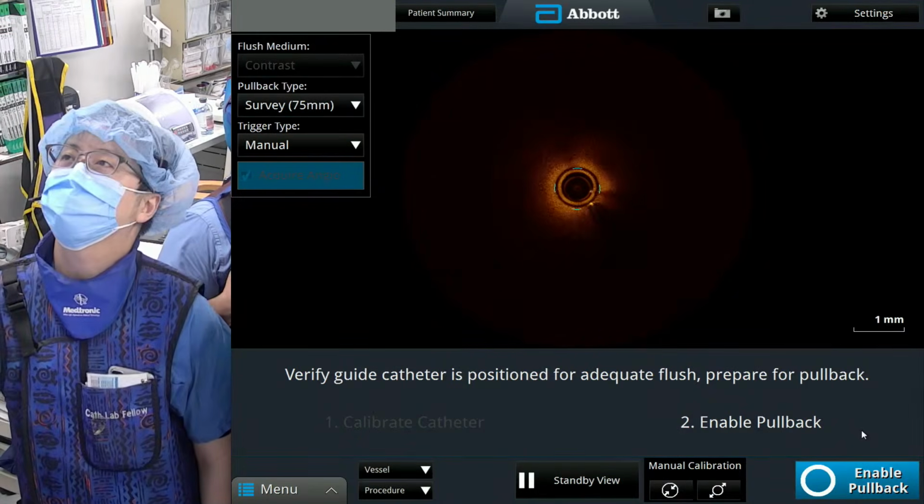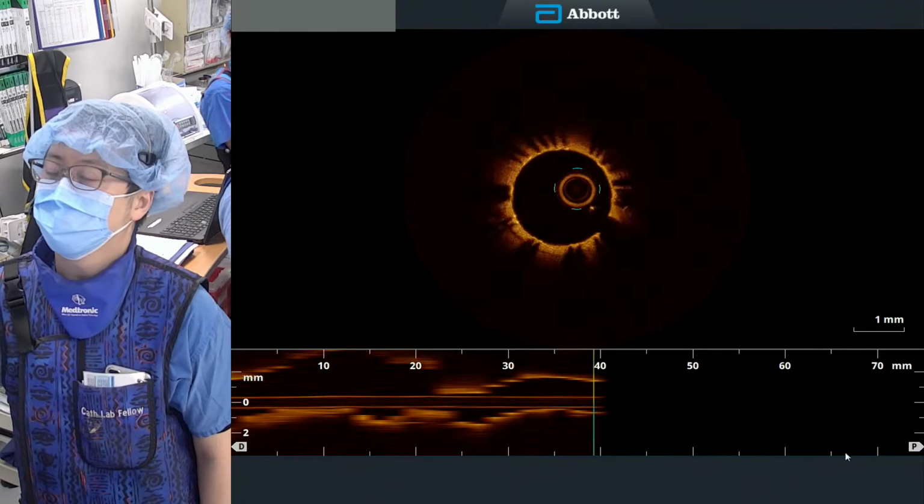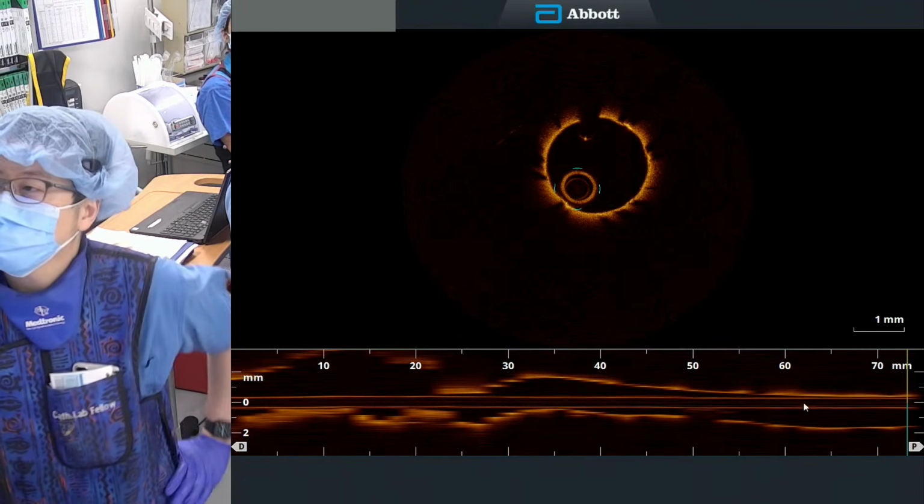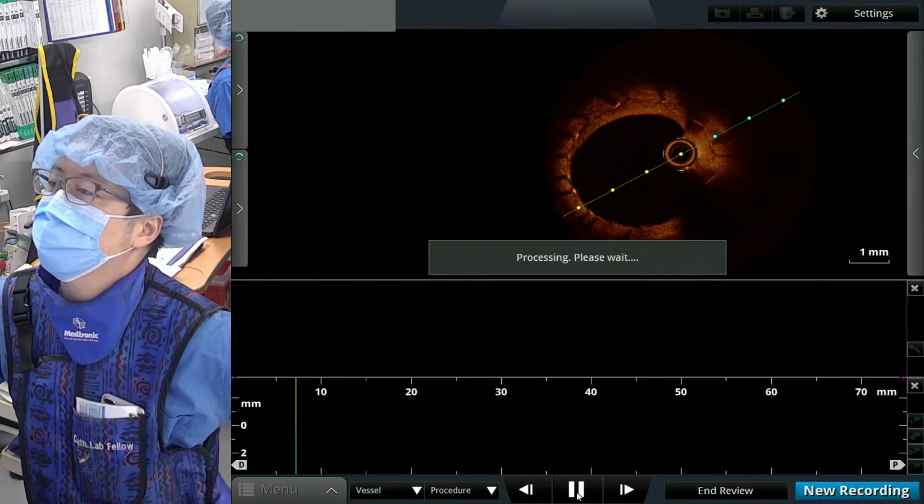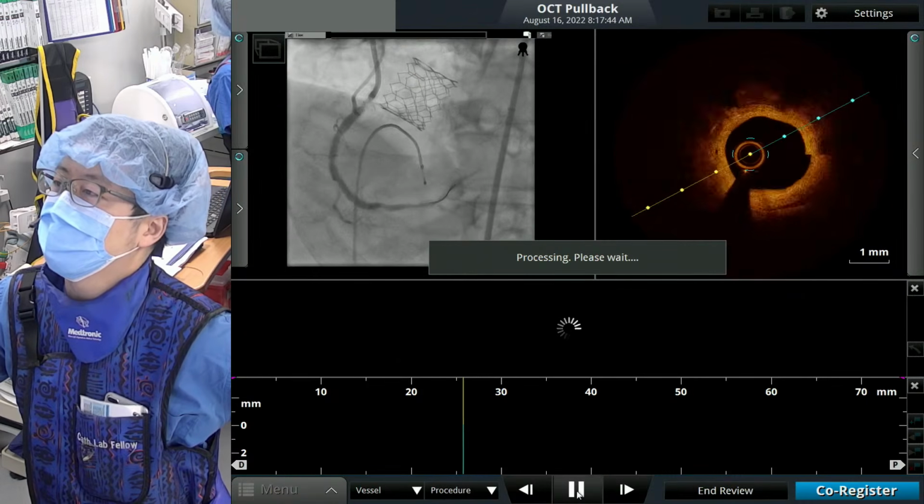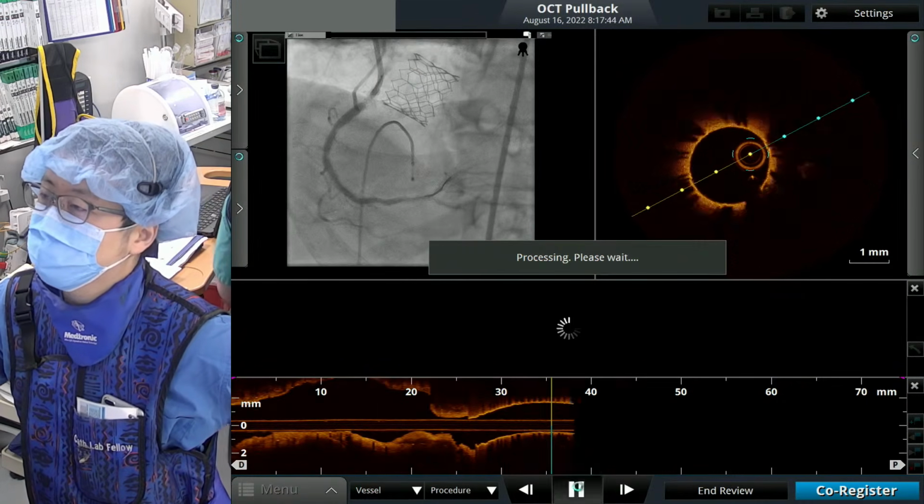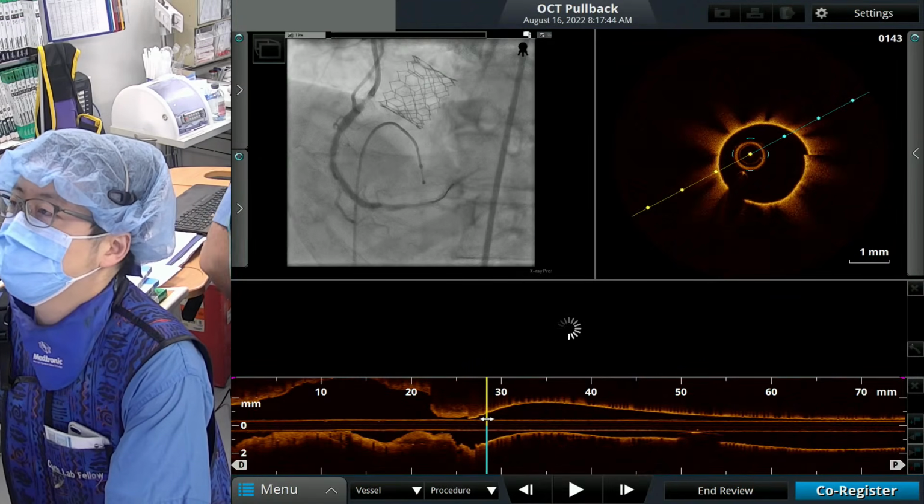Yeah, I am keenly looking forward to what we find with imaging. We got the image. Great. Disengage the guide. So I'm checking. Okay. Start of the pullback, then it is expanded. Go to the proximal. Yeah, I see the under-expanded stent. So I'll show you the exact point. This is in the guide catheter.